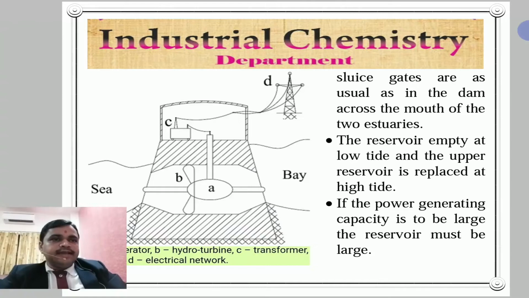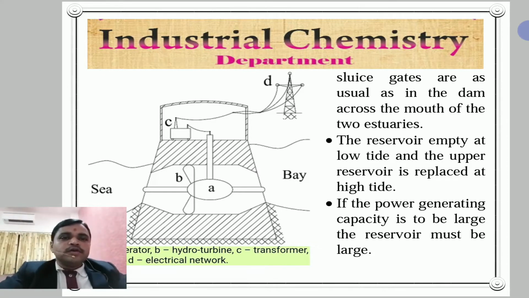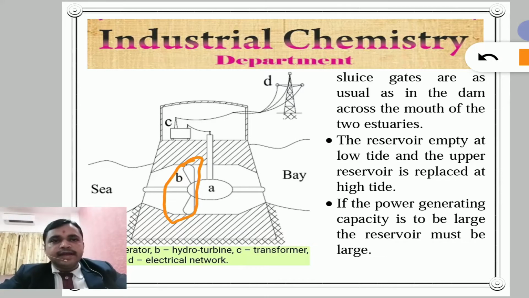The sluice gates are as usual, as in the dam across the mouth of the two situations. The reservoir empties at low tide and the upper reservoir is replenished at high tide. If the power generating capacity is to be large, the reservoir must be large. In this figure we show only the turbine situation. Here B is the turbine, A is the generator, C is the transformer, and this is our electricity network.